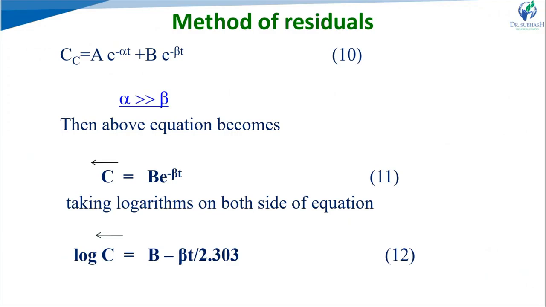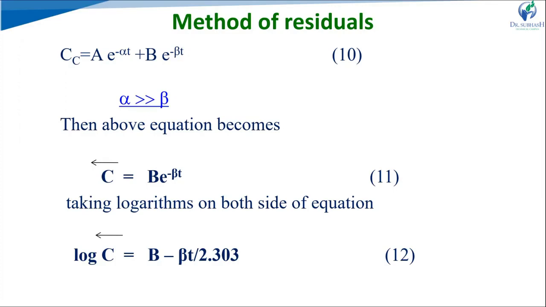In the biexponential curve, the initial decline due to distribution is more rapid than the terminal decline due to elimination, so the rate constant alpha is much greater than beta. Hence e raised to minus alpha t approaches 0, because it decays much faster than e raised to minus beta t. So the equation for the back-extrapolated concentration becomes C equal to B e raised to minus beta t, dependent only on the elimination phase. In log form, the log of the back-extrapolated plasma concentration is equal to log B minus beta t upon 2.303.